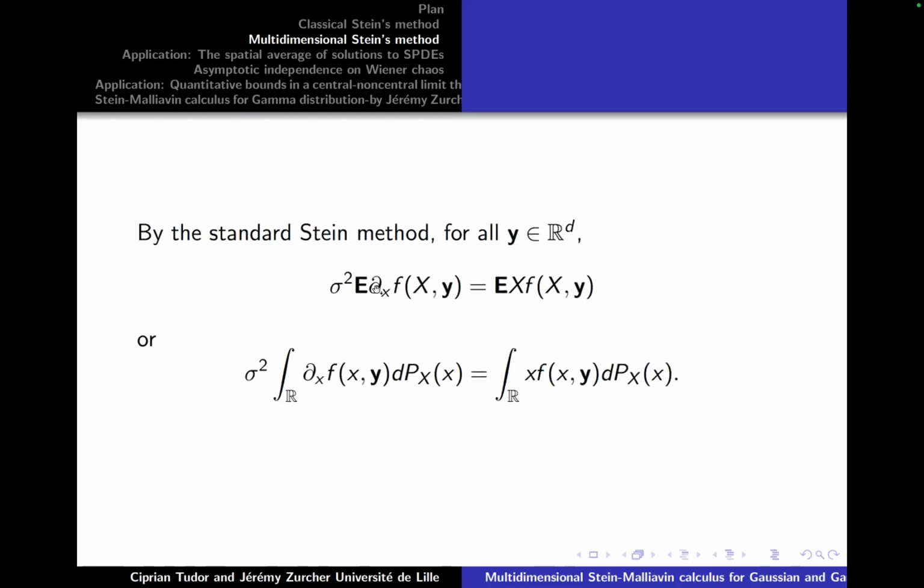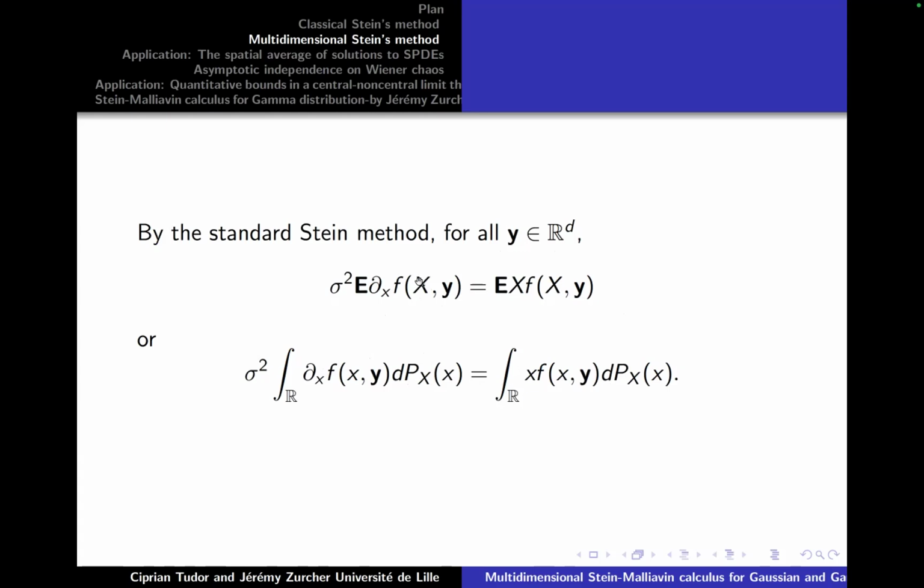For the classical Stein method, you remember that the expectation of f prime(X) is the expectation of X f(X), and this is what I use here for every fixed y. So this identity is from the one-dimensional Stein method. Then you write this in terms of probability distribution: write both terms as an integral with respect to the probability distribution of the random variable X.